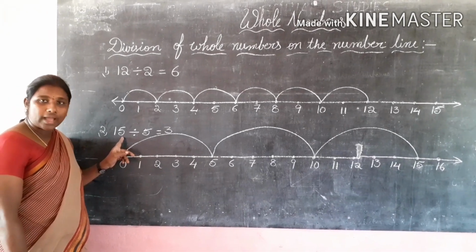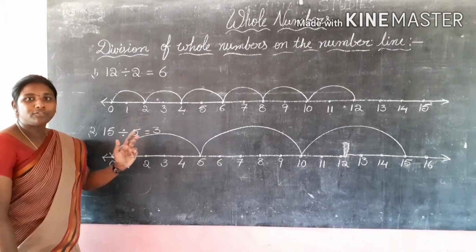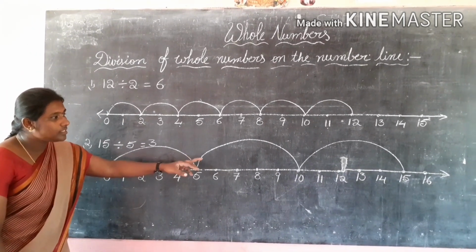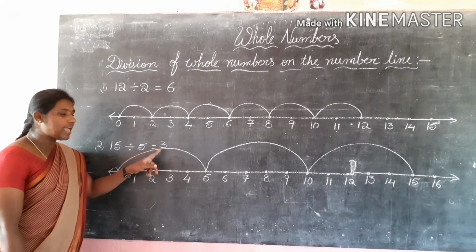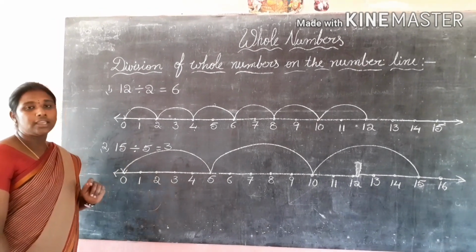We have to start on 15. We are doing division with 5. Here also we have to move back 5 numbers. How many times do we get 0? We jump 1, 2, 3 times and we get 0. That's why the answer is 3. This is about the division of whole numbers on the number line.